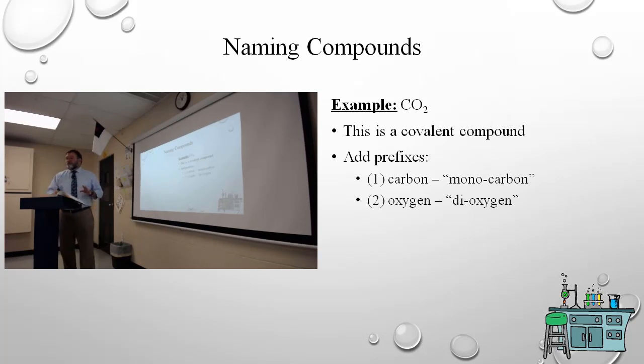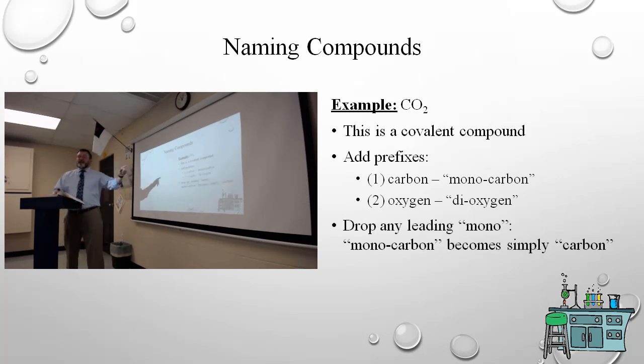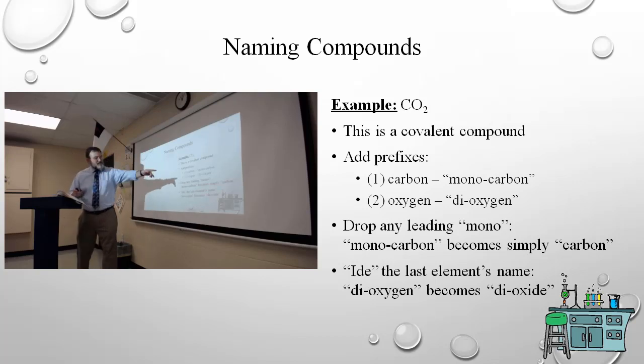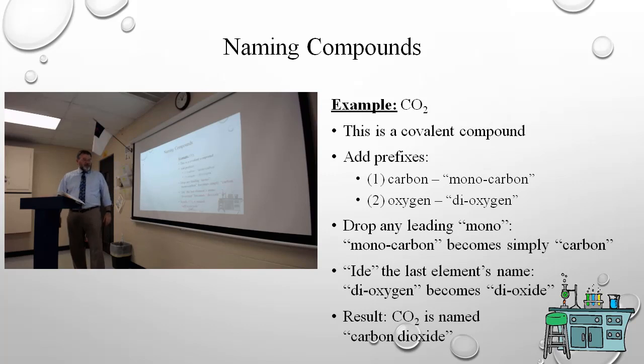Now, we have to go back and drop any leading mono. Monocarbon dioxygen, we don't lead with a mono, so we drop it. So monocarbon just simply becomes carbon. And we have to ide the last element's name. In this case, it's oxygen, so dioxygen becomes dioxide. And we read it from left to right, carbon dioxide.